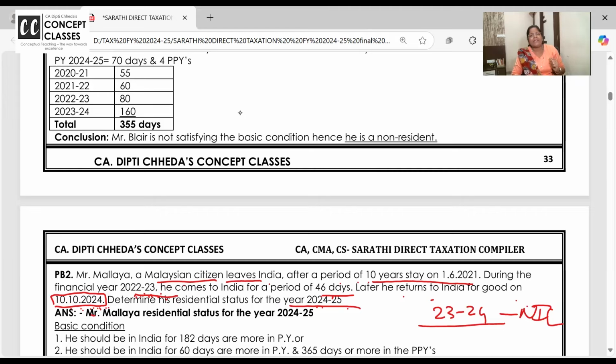Ma'am, what difference does it make? It makes a difference because we have to check the last 4 years, last 7 years, last 10 years. Yeah, right. So I hope reading the problem is clear. Now let us solve it in the notebook.